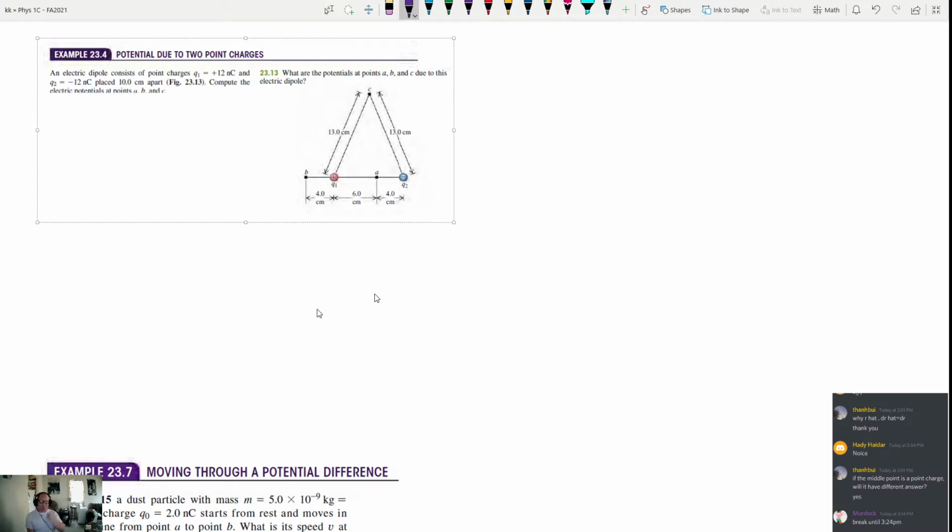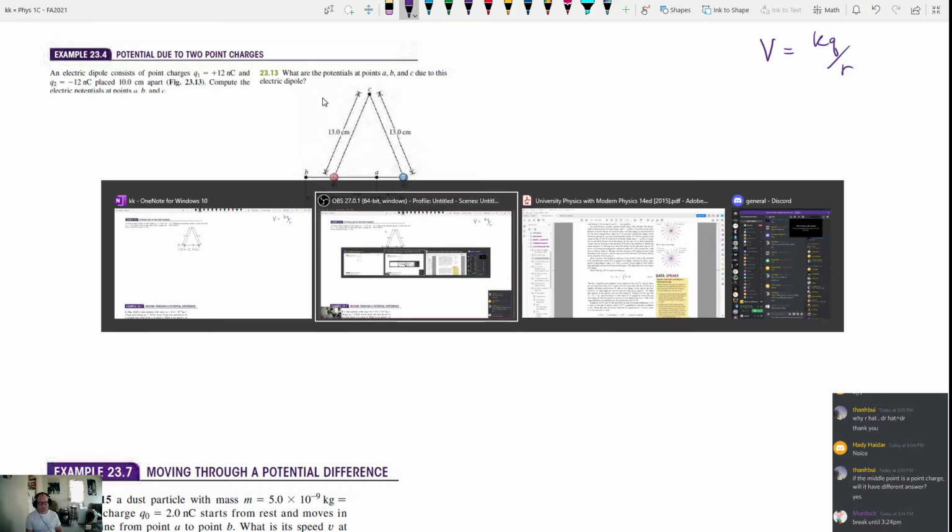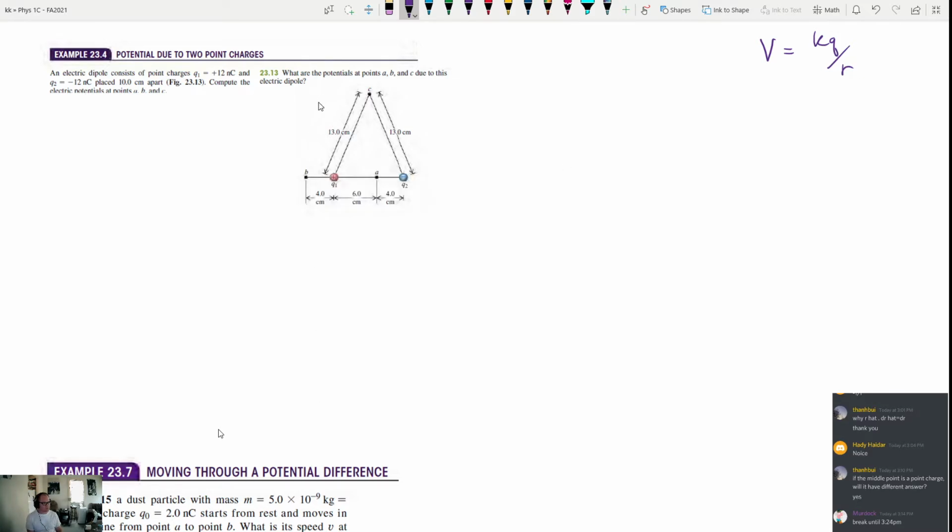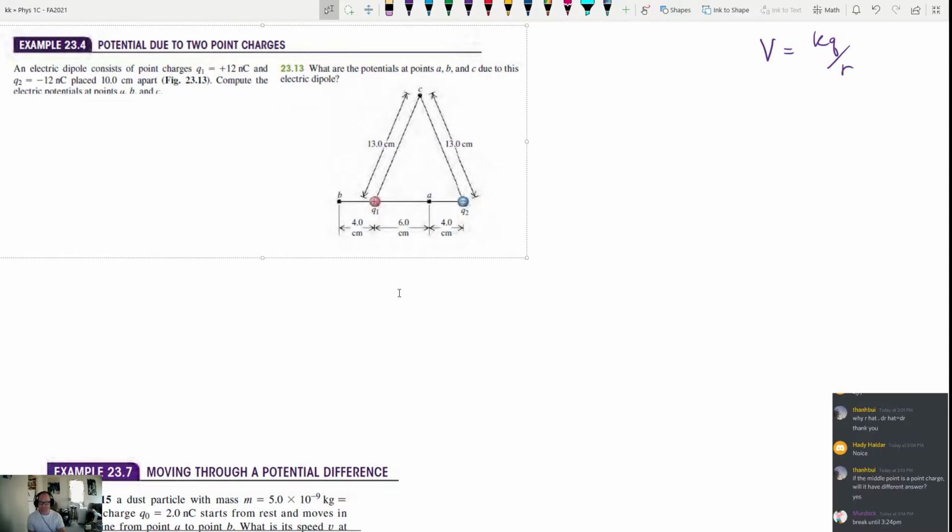All right, so we just defined that the electric potential due to a point charge was equal to kq over r, and these next two problems are going to use that definition to look at ways in which we can apply it. So this problem right here, we want to find the electric potential due to 2 point charges, q1 and q2. They have the same value. One's 12 nanocoulombs and one's negative 12 nanocoulombs. They're placed 10 centimeters apart.